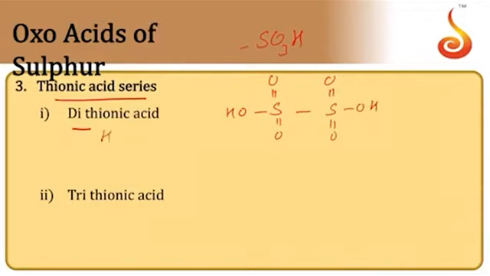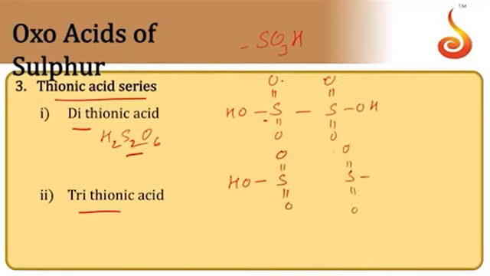So the formula comes out to be H2S2O6; oxygens are 1, 2, 3, 4, 5, 6 we have. Now when you take trithionic acid, it must have one more sulfur atom. We have two sulfurs here, one more sulfur comes in between. The remaining structure is the same. So we have one sulfonic group here and one more sulfonic group here. Add a sulfur atom between these two. That is called trithionic acid.